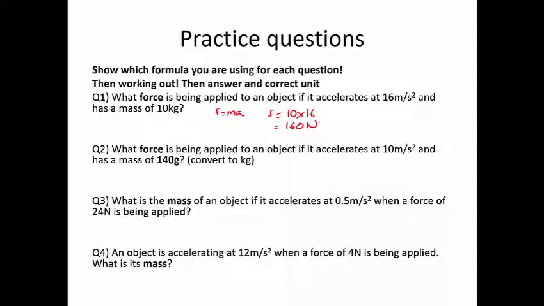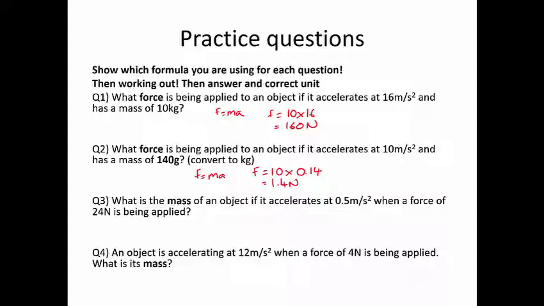Question 2, again, we're after the force. So we're using F equals ma. So our force is going to be equal to a mass. Now we have to remember to convert the mass to kilograms. So that's 0.14 times the acceleration of 10, which gives us 1.4 newtons.